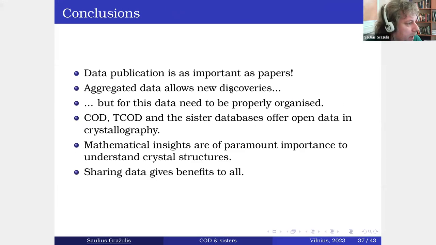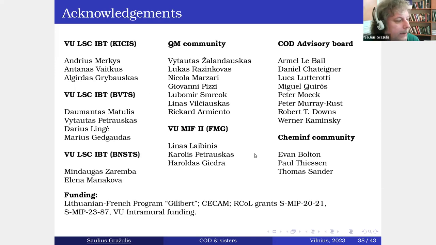Okay, and with that, I just want to summarize the conclusions. So I think data are as important as publications, and nowadays probably even more important. They allow us to do discoveries if they're properly organized. COD, TCOD, and other databases are at your disposal. I mostly described COD, but TCOD and PCOD have the same interface. So if you try to get data from there, all the instructions apply. I think mathematical insights are very important to get the data processing right. And yeah, let's share data. It's beneficial to all of us.